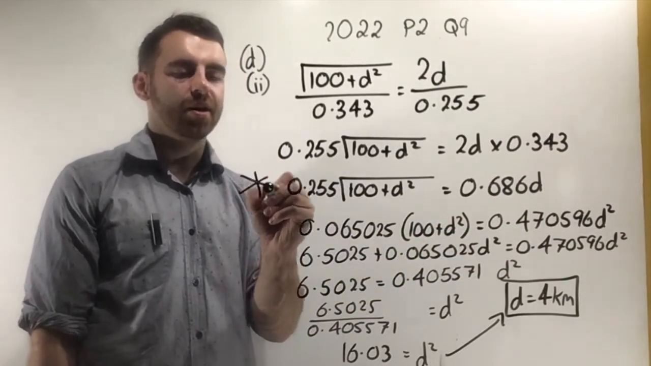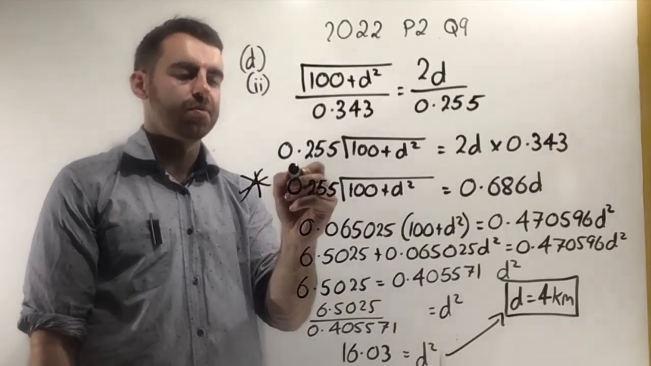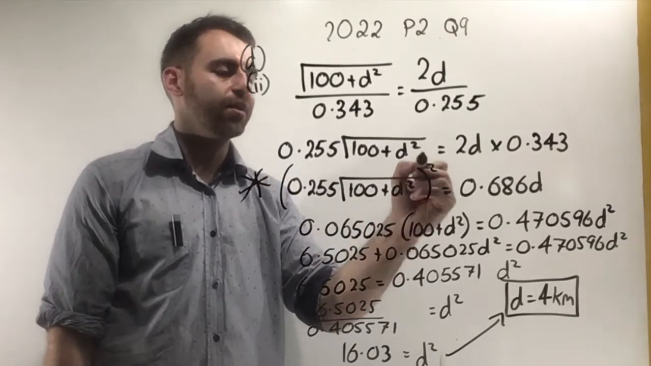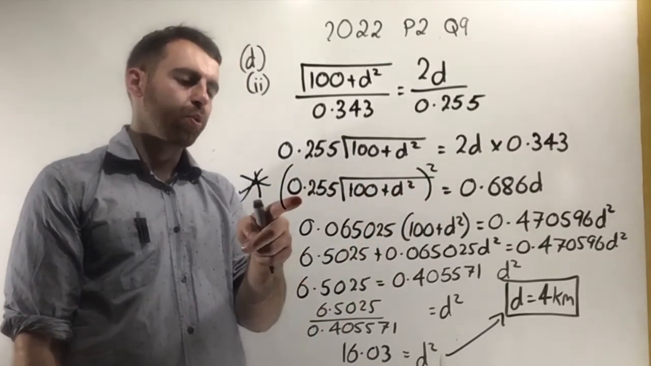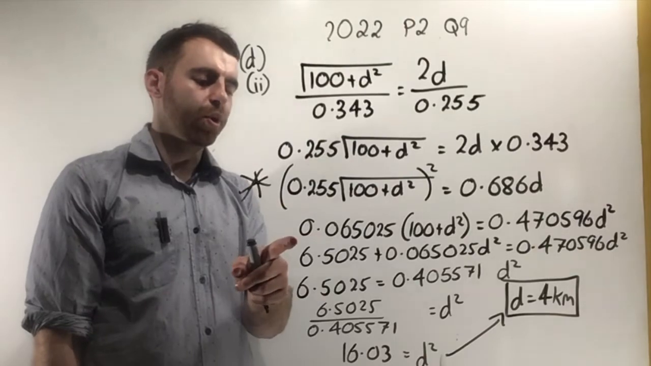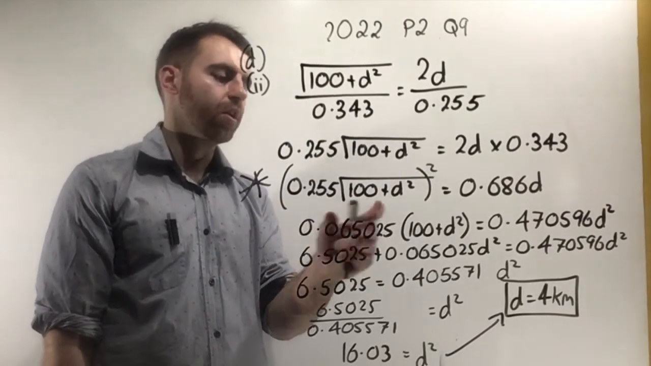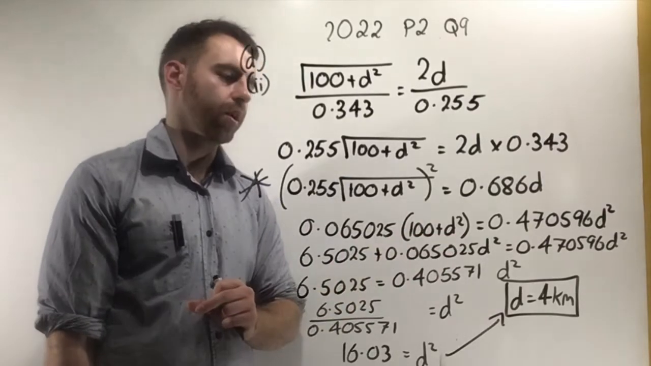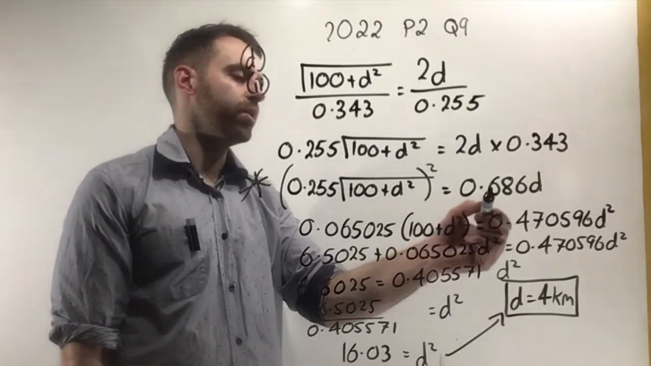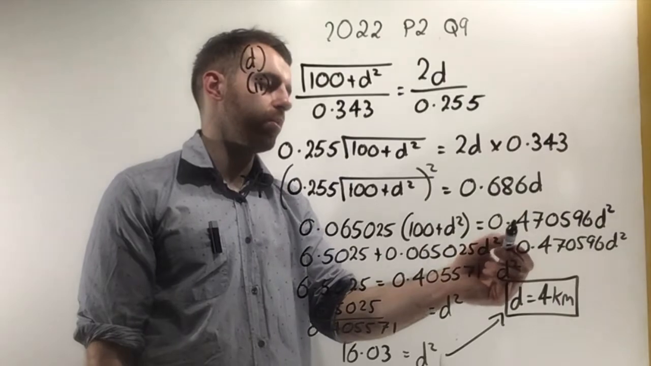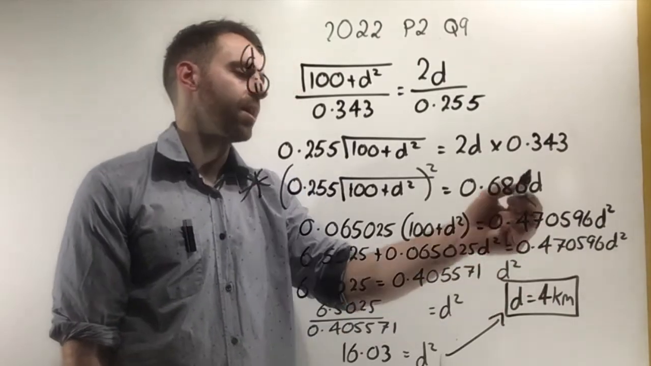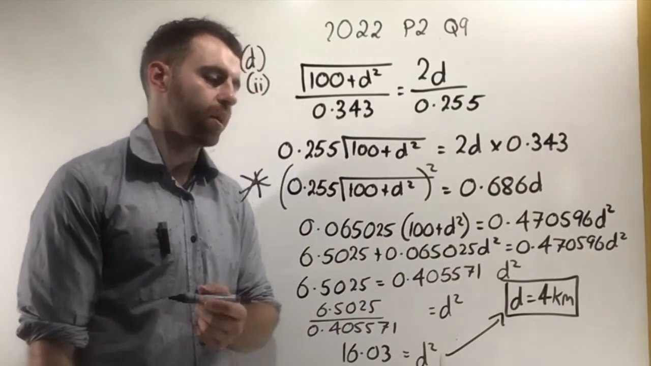On this line, I decided to square both sides. If you square the left-hand side, it gets rid of the surd. 0.255 squared is 0.065025. And if you square the surd, you're left with 100 plus d squared. On the right-hand side, 0.686 squared is 0.470596, and d becomes d squared.